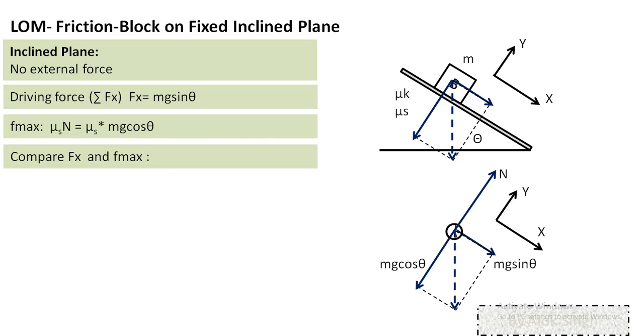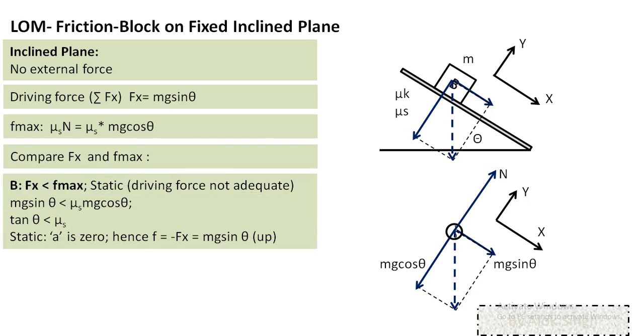So let's look at the second possibility. Case B could be when the driving force is smaller than the maximum frictional force. Naturally, this would be a static state. The driving force is not adequate to make the block move. So mg sin theta is less than mu s times mg cos theta, or tangent of the angle is smaller than the coefficient of static friction.